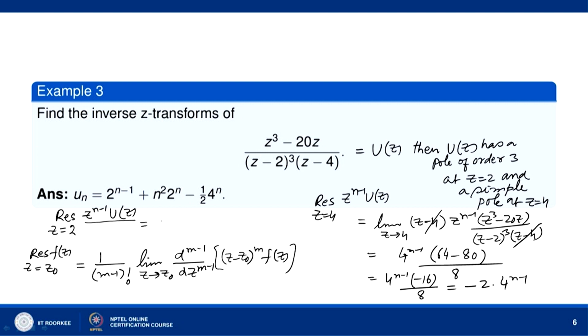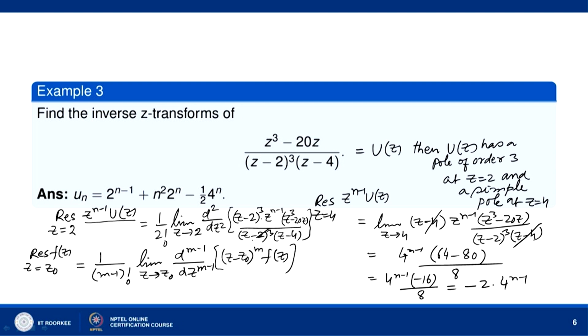So, this will be equal to 1 by 3 minus 1 factorial, that is 2 factorial, limit z tends to 2, okay, z naught is 2 here, then d square over dz square, and then we have z minus 2 raised to the power 3 into z to the power n minus 1 into u z, which is z cube minus 20 z divided by z minus 2 whole cube into z minus 4.